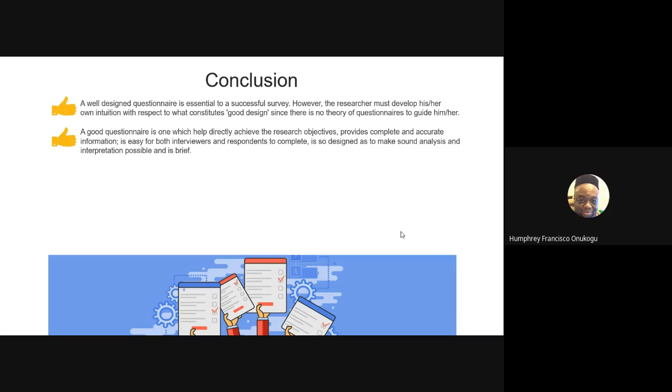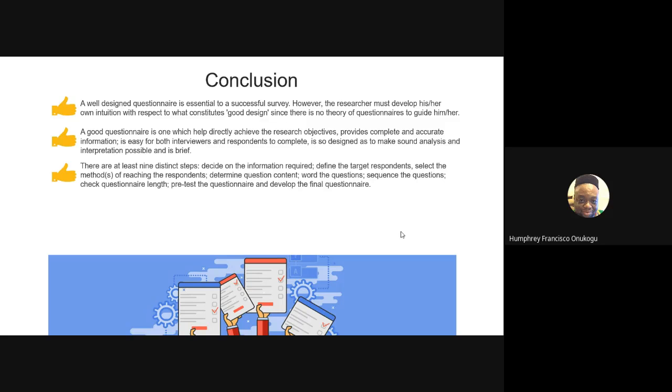2. A good questionnaire is one which helps directly to achieve the research objectives, provides complete and accurate information, is easy for both interviewers and respondents to complete, and is so designed as to make sound analysis and interpretation possible, and brief. There are at least 9 distinct steps.